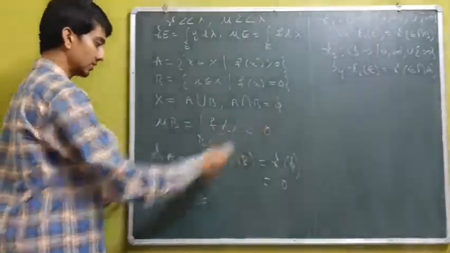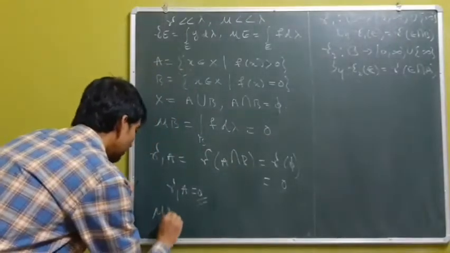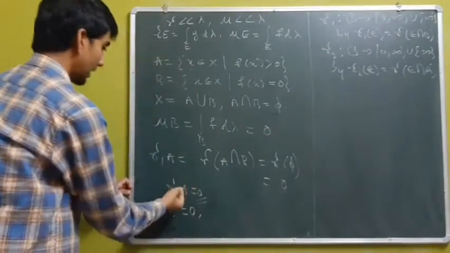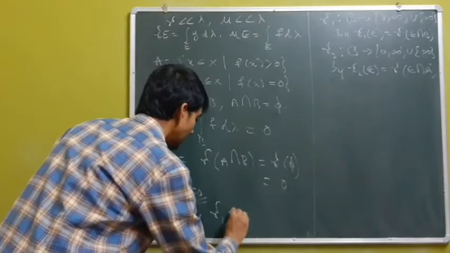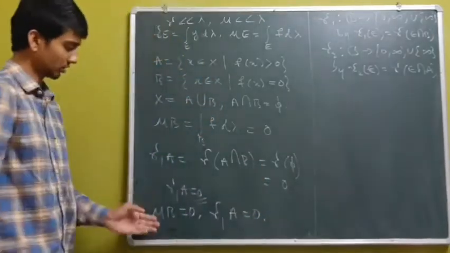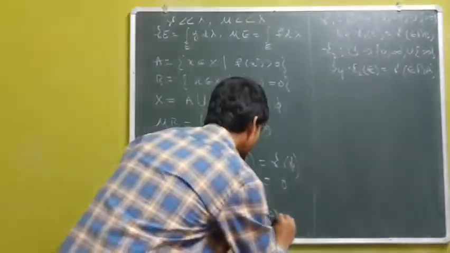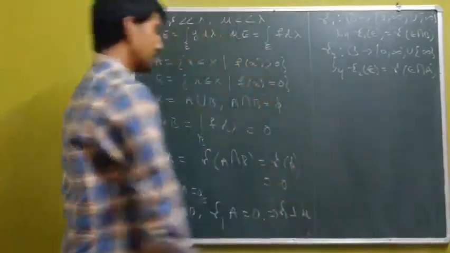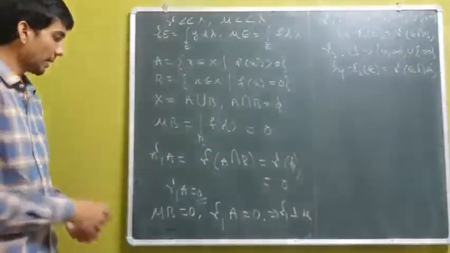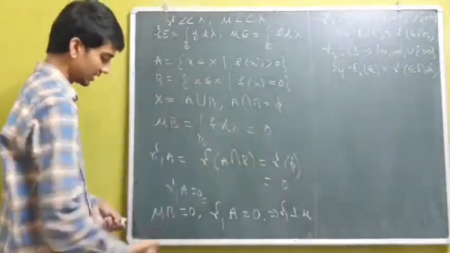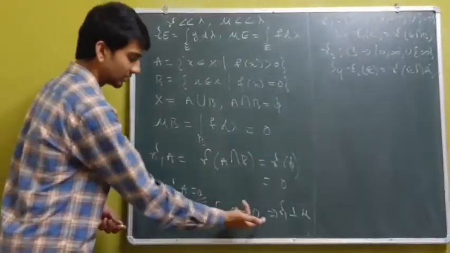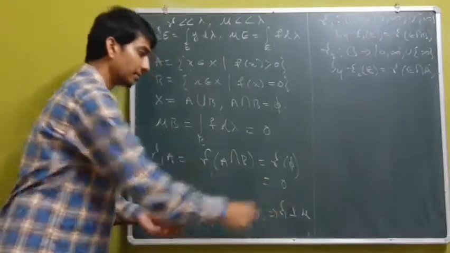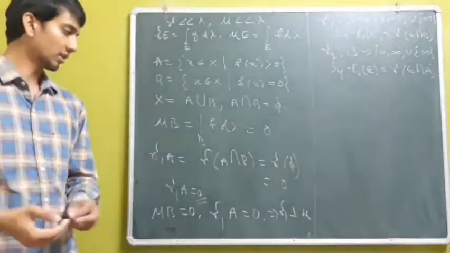So I had the first measure of B, mu of B, to be 0, and I arrived at gamma 1 of A is 0. So we can conclude that gamma 1 is mutually singular to mu. We have shown that having mu of B to be 0, gamma 1 of A is 0, so that gamma 1 and mu are mutually singular measures.